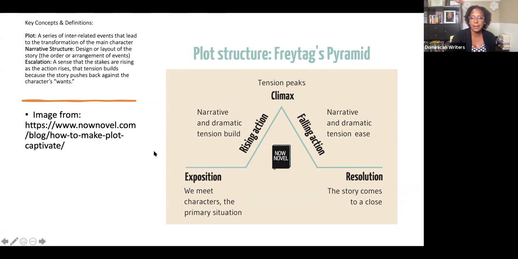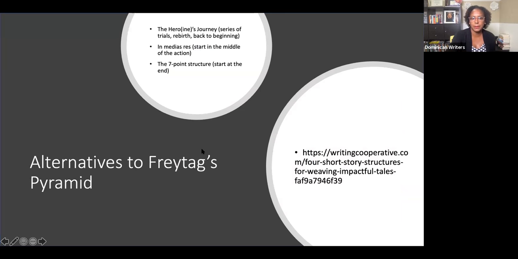I'm gonna go one more slide and then we're gonna take a break and talk. This might be too big, but can you guys see it? Can you see it? Okay.